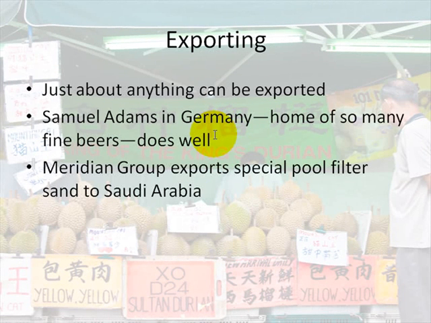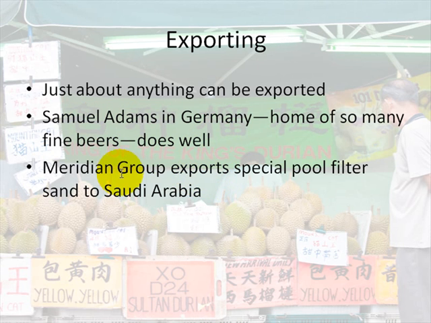Exporting. Just about anything can be exported. And the text talks about lots of examples of exporting snowplows to Saudi Arabia because you can plow sand with it, and Saudi Arabians don't need to plow snow, but they certainly need to plow sand. And, you know, here's Samuel Adams in Germany, which happens to be the home of so many awesome beers, yet Samuel Adams does well in Germany.